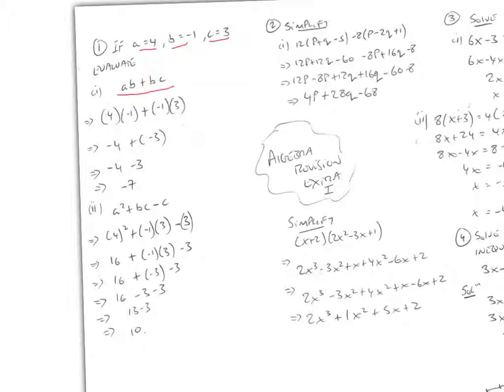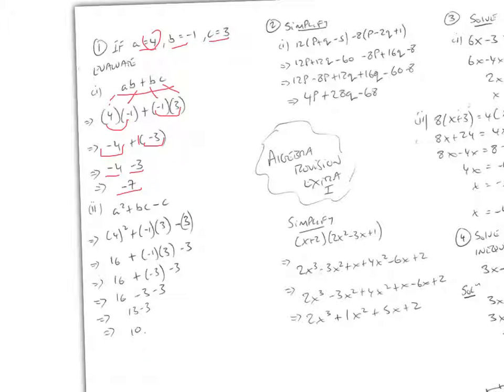Keep BIMDAS in mind. So we substitute our values: A is 4, B is -1, and C is 3. The first thing we need to do is multiply 4 by -1, and we get -4. And we multiply -1 by 3, and that's -3. So that's the same as -4 plus -3, which is -7.